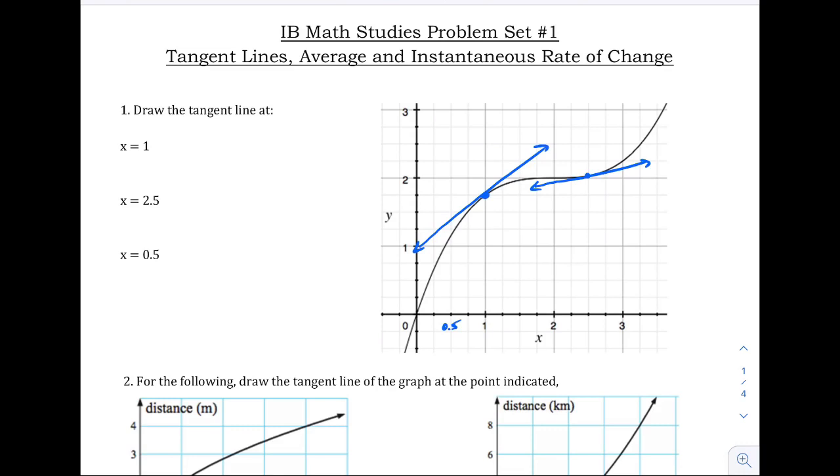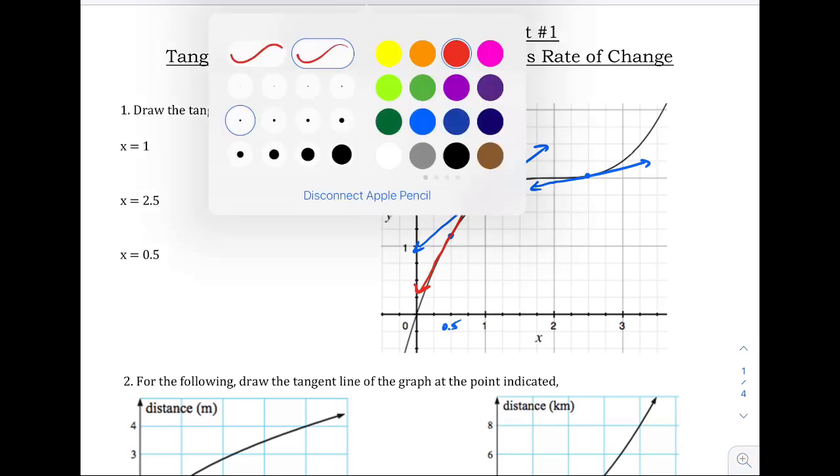So I find 0.5 along the bottom where our function is, and our tangent line might look something like so. So the red one would be the most steep. The tangent line where x is 1 would be the next most steep, I guess the middle steepness, and then the one at 2.5 would be the least steep. So continue along here.